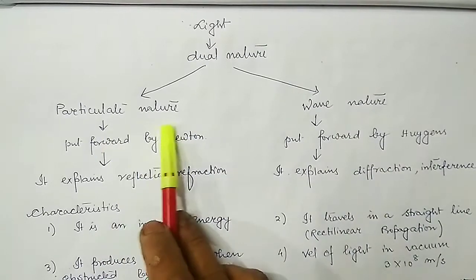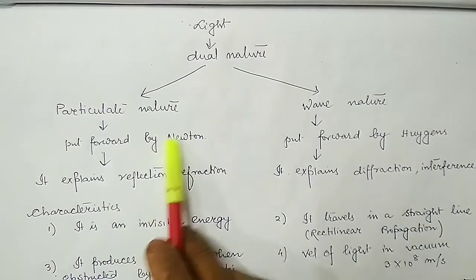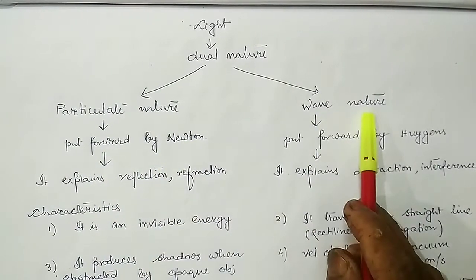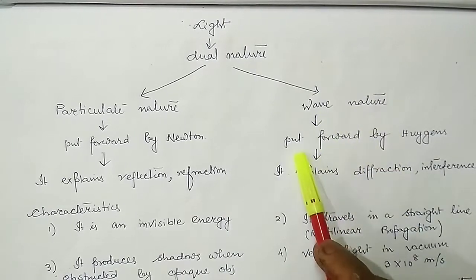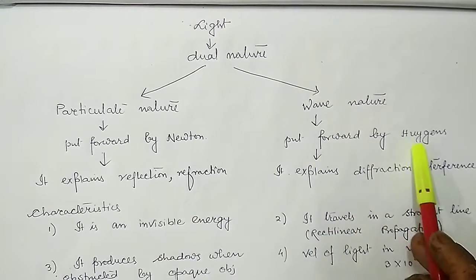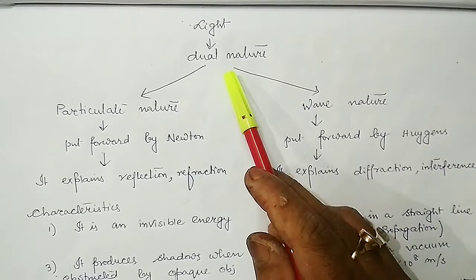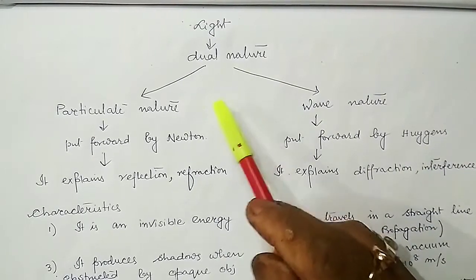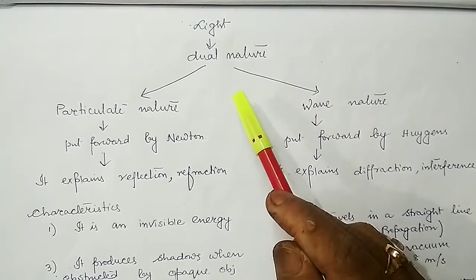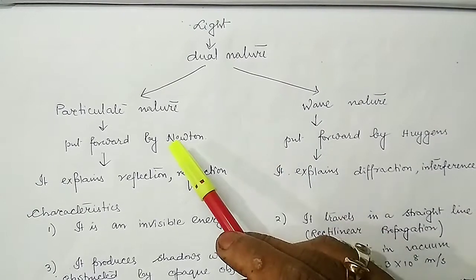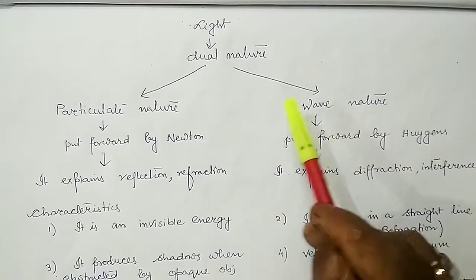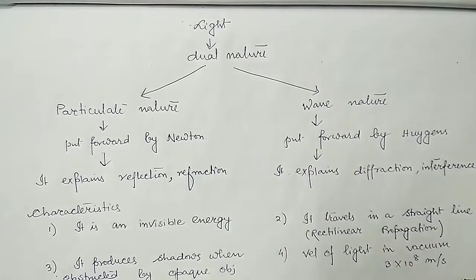The particulate nature of light was put forward by Newton, and the wave theory of light, or rather wave nature of light, was put forward by another scientist. His name was Huygens. So nowadays we consider light has dual nature. Depending upon its interaction with the matter, sometimes it behaves like a particle or like a wave. Clear? Now, what are the basic characteristics of light?